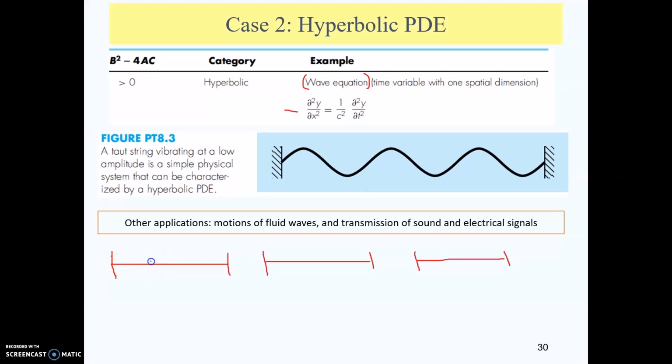For example, you have a guitar string here, which is fixed at both ends. Let's pluck the guitar string. So you pull the guitar string, and then at t equal to 0, this is the shape of the guitar string. When t is greater than 0, you release the guitar string and the string will vibrate.